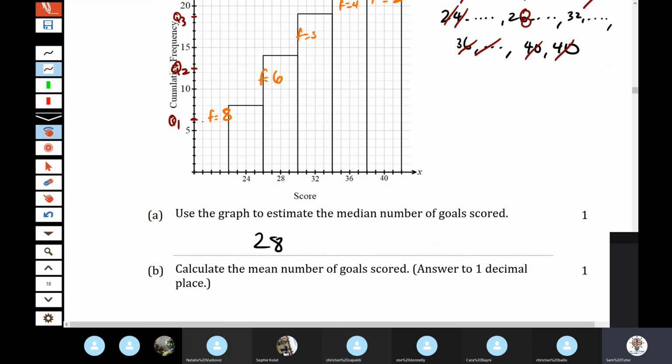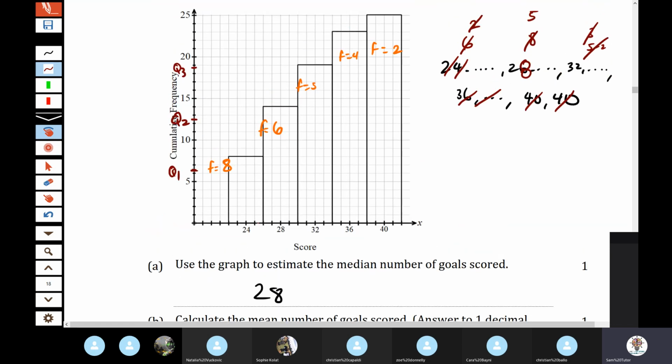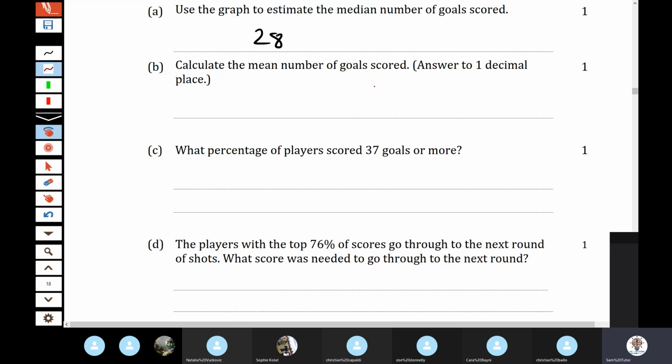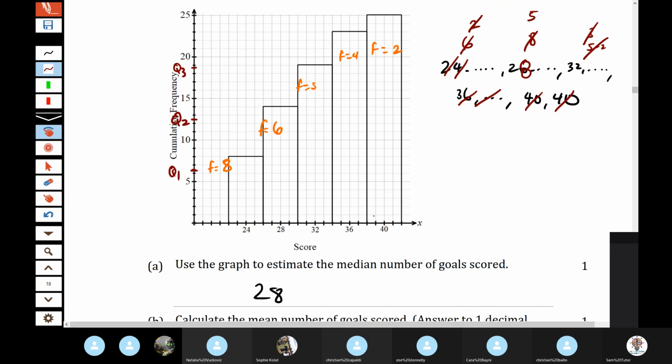Move on. Calculate the mean number of goals scored. Well, the mean is average. Just go 24 8 times, 28 6 times, 32 5 times, 36 4 times, 40 2 times, then divided by 25. There's 25 numbers altogether. Is that okay? We'll be okay with mean, right? What percentage of players scored 37 goals or more? 37. Yep, 37.